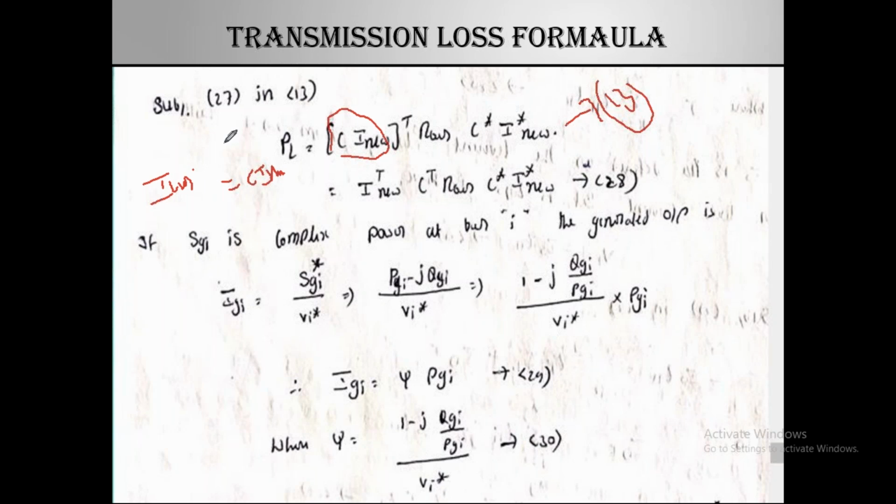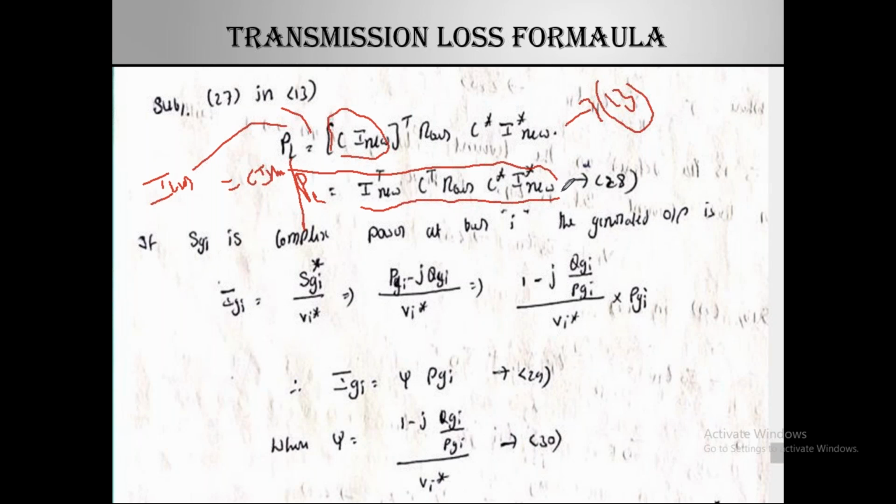So I substituted this here, and PL is equal to, if you apply the transpose for both terms, you will get I nu transpose C transpose R bus C conjugate I nu conjugate. So this is the equation we can apply. This equation is called the power loss equation, the transmission power loss equation.